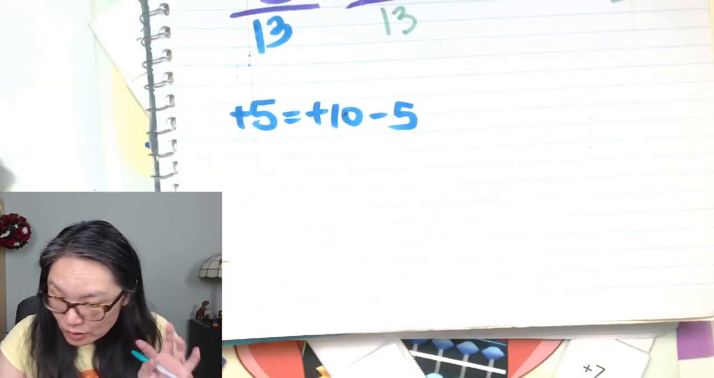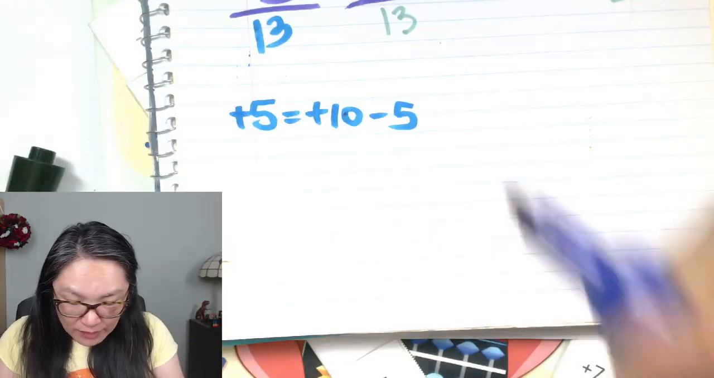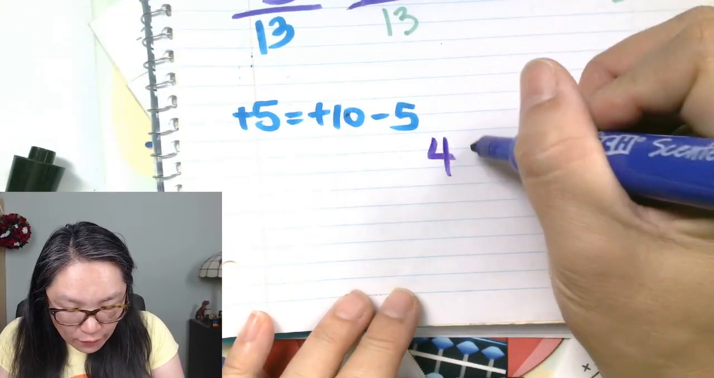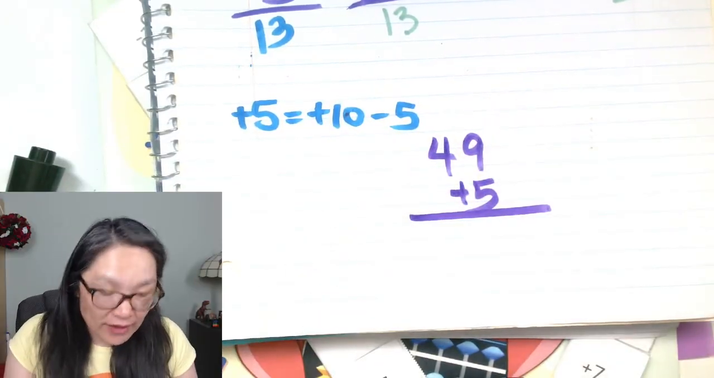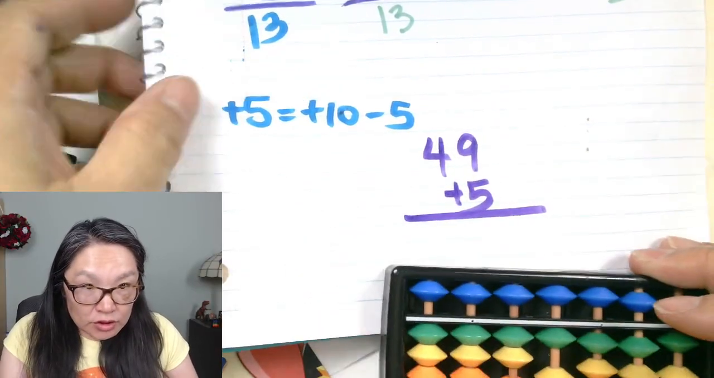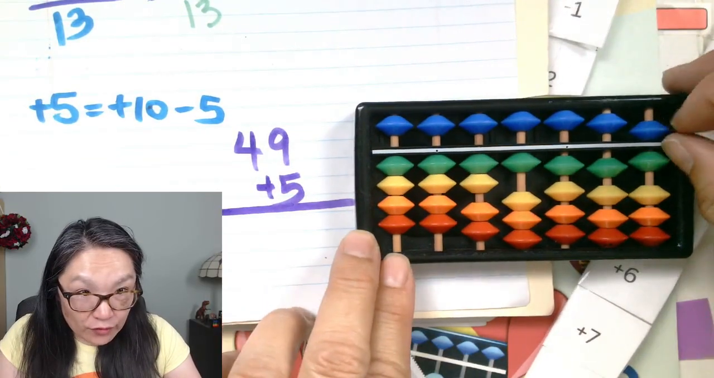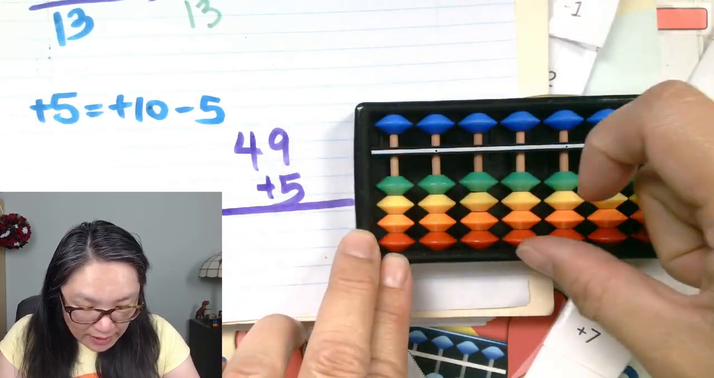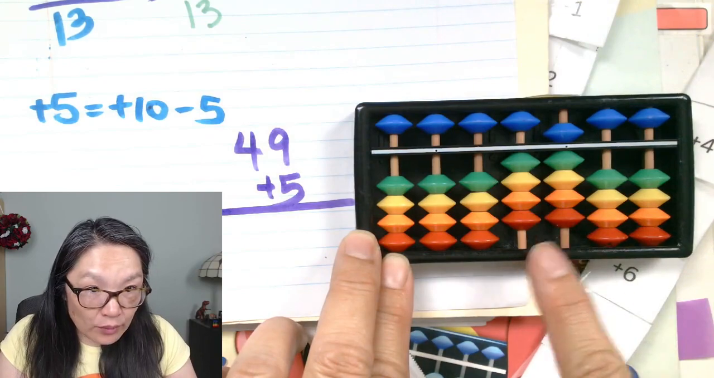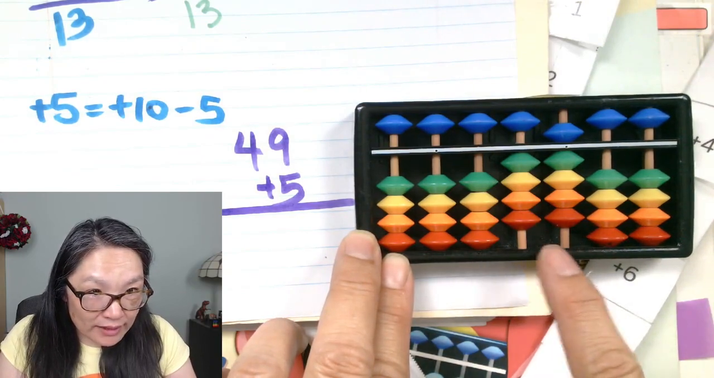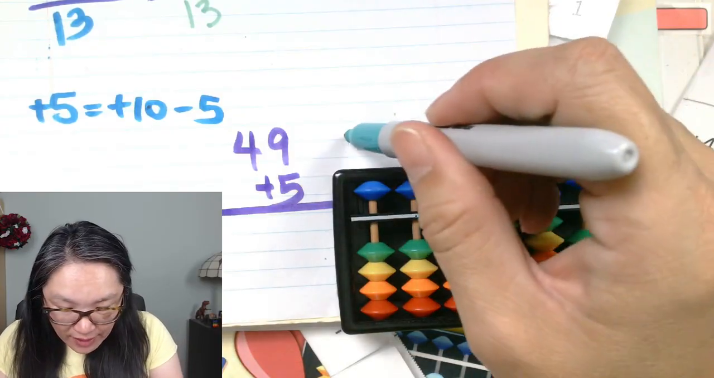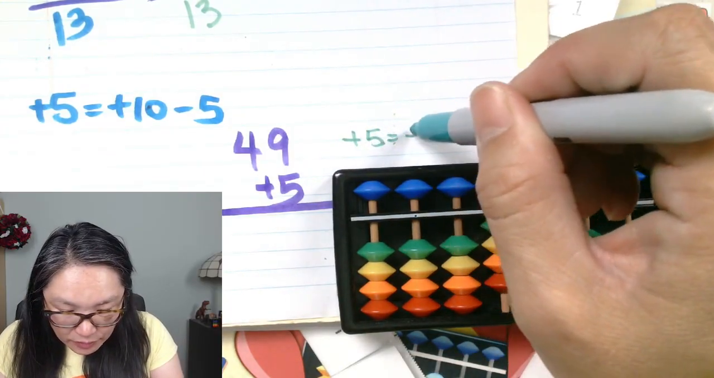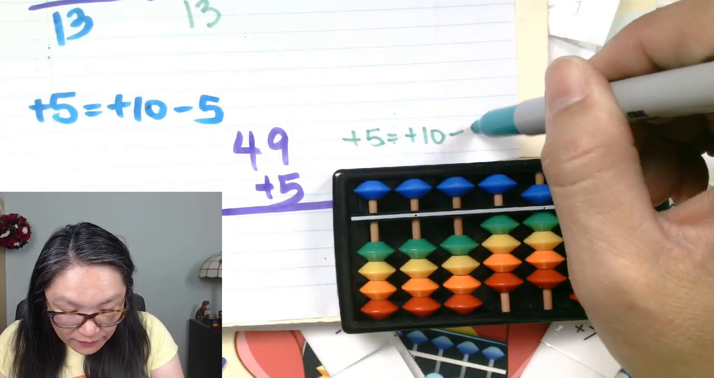Let's do another one. Let's do a little bit more complicated one. What? A complicated one? Yeah. Let's do 49 plus 5. We'll do 5 because 5 is easy. So what does that mean? Well, when we look at it, we do 49, we do 40, and we do 9. And we want to add the 5, right? In the abacus world, plus the 5 is equal to plus the 10 minus 5.